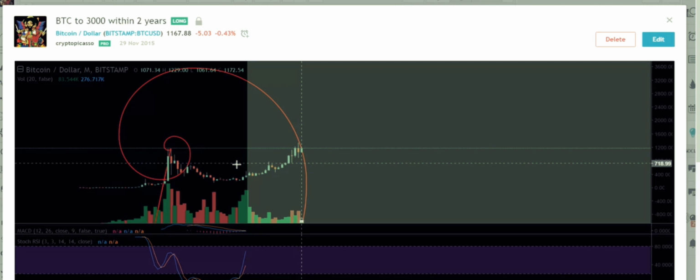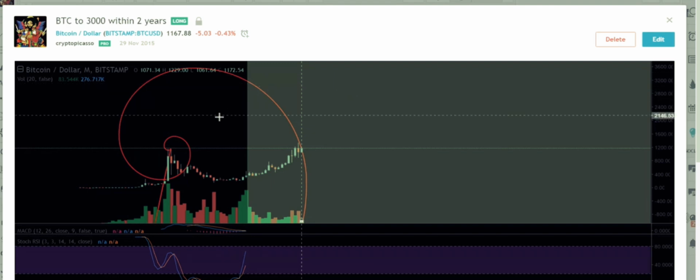Really, stick to your analysis, because it plays out over and over again, because what we're seeing is the same repetitive emotional cycle, whether it's on a 5-minute chart or on a monthly chart. We're going to look at this thing in the next 6 months and say, okay, yeah, it did reach about 2,700.